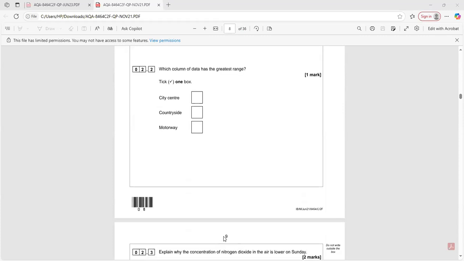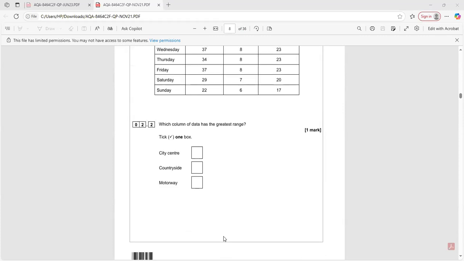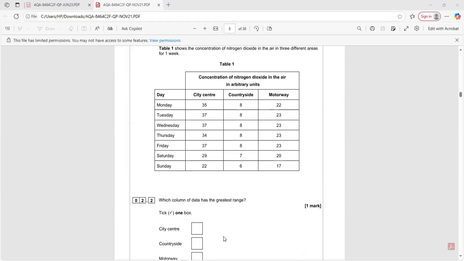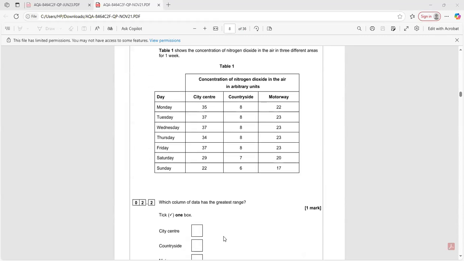Okay. Question: which column of data has the greatest range? Now, remember what I told you about range. Range is the difference between what? The highest and the lowest. So, it's obvious that countryside has the lowest range, right? Because the difference between 8 and 7 is 1. That's the lowest range I can see here.